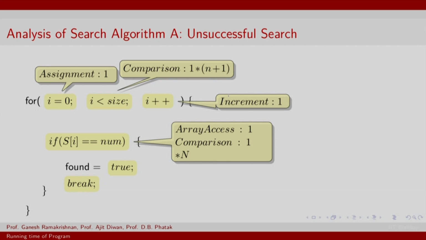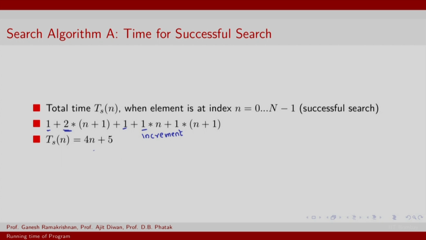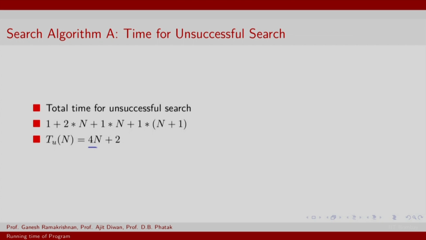How about an unsuccessful search, which means you actually had to go until the end of the sequence S. In such a case you never come across the found and break statements. So you will have to do this until the end, the increment, the array access and the comparison. So the cost incurred here is basically 4n plus 2. So please note the comparison here is between 4 times small n plus 5 and 4 times capital N plus 2.